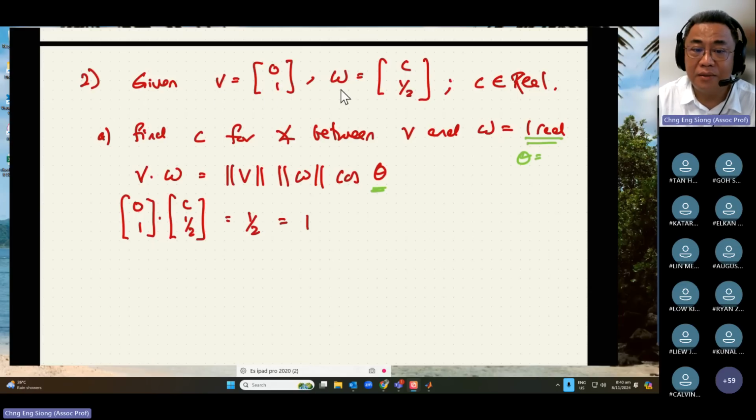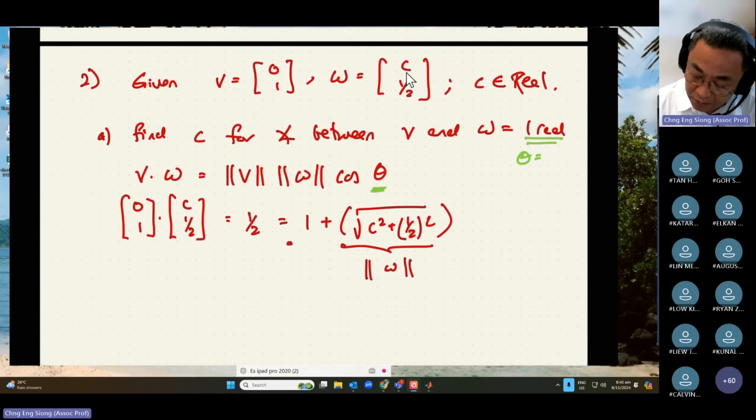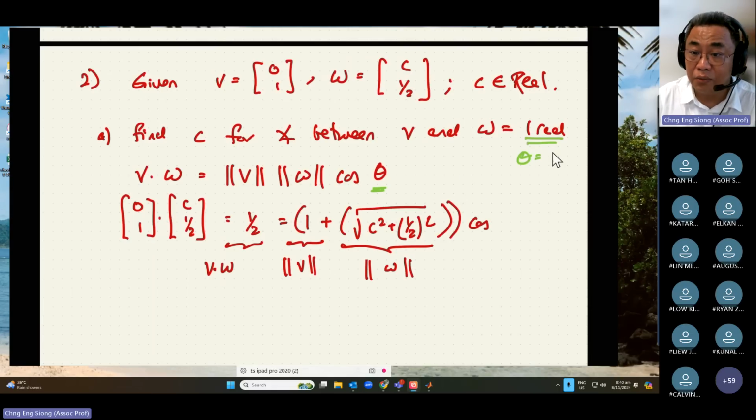And here is a little bit more complicated. Plus, then here we want to do norm of W. So it's C squared plus half squared, square root. So this guy is the norm of W. This guy is the norm of V. This guy is V dot W. So all this guy, cosine theta is 1 radian.